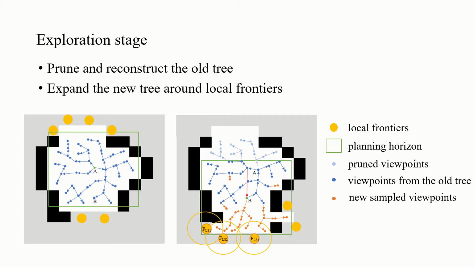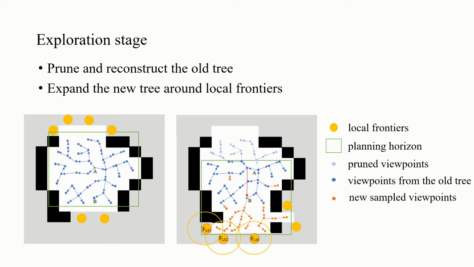If we remove all of them and reassemble new viewpoints, it won't make the planning better, but just occupy more computation. So the best way is to keep those viewpoints that are inside the new planning horizon. From the second figure, the number of new sampled viewpoints is less than half of the overall number. That means the computation is almost half.